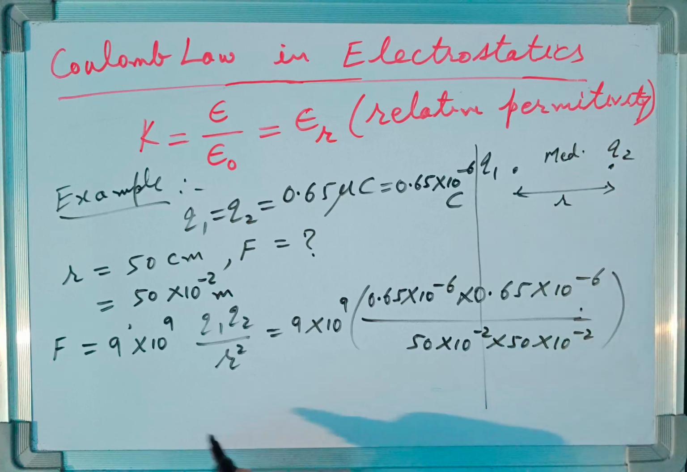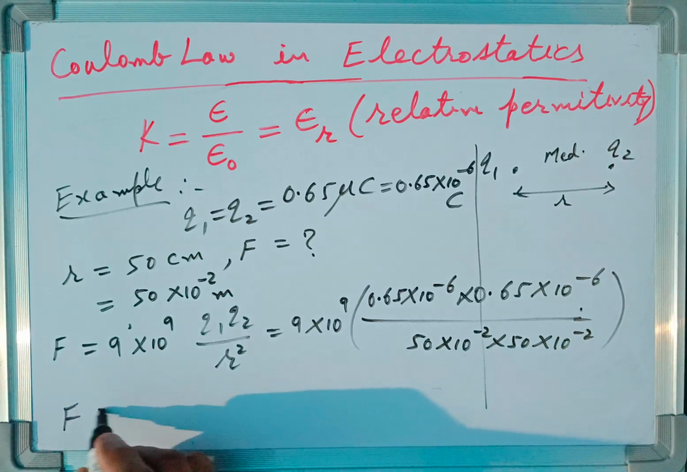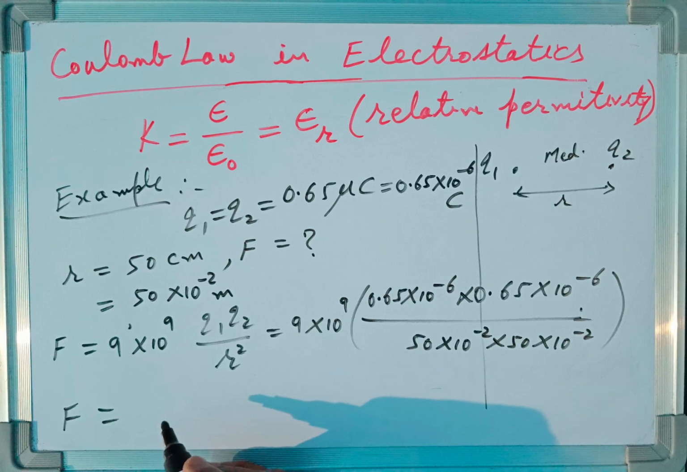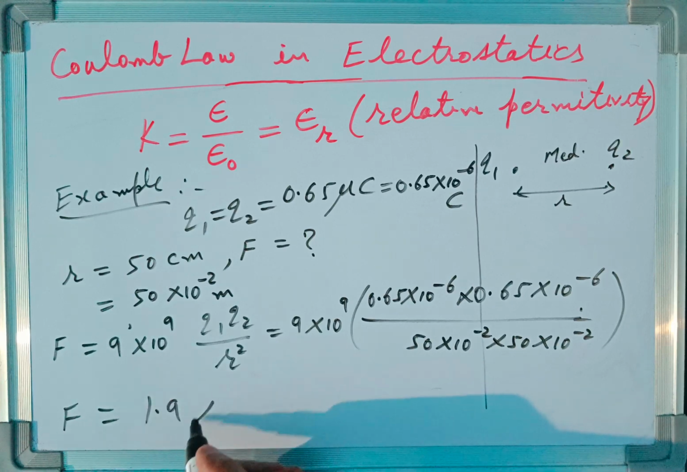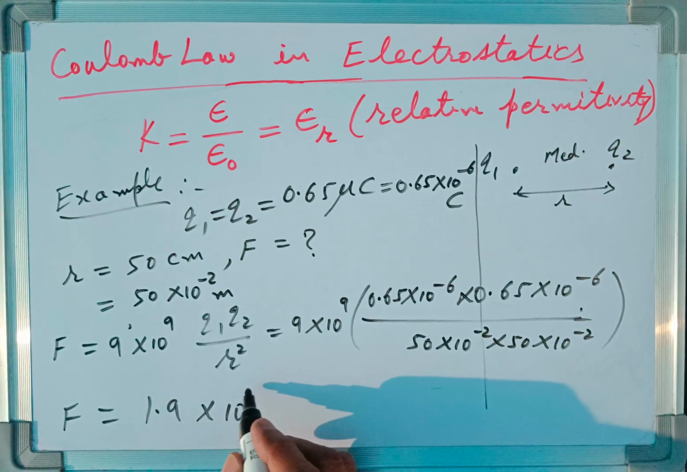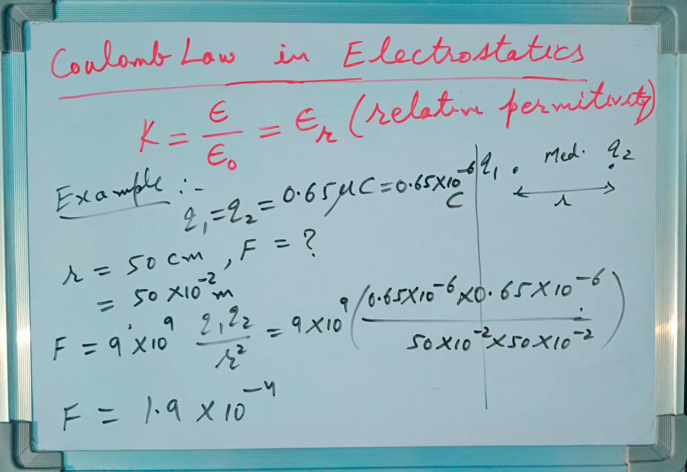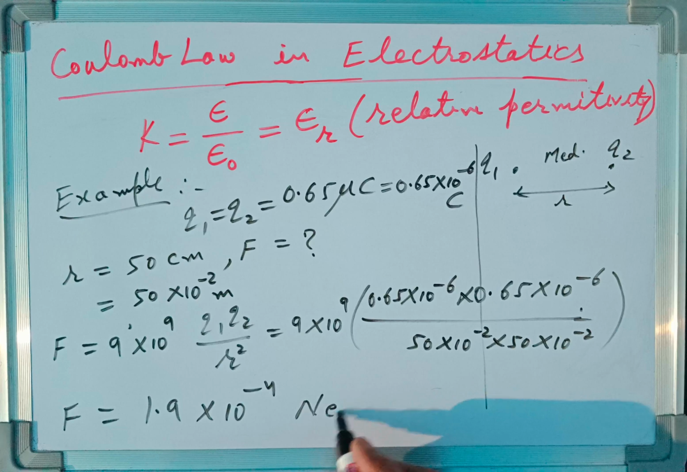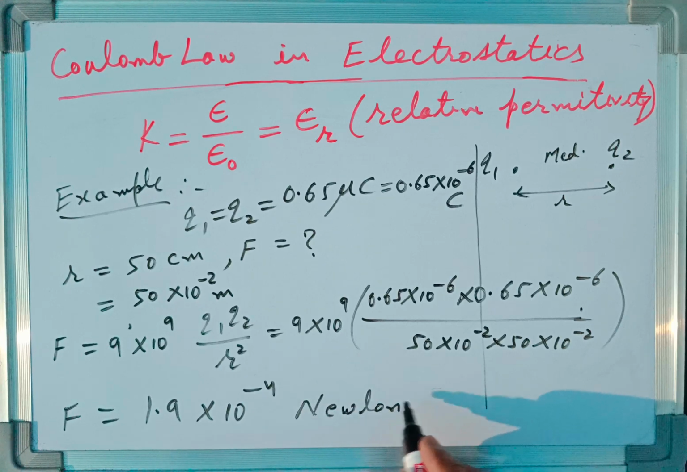So we are calculating in SI units. After simplification, we get F is equal to 1.9 × 10^-4. This will be the answer. Now what will be the units of force? Because we are using everything in SI units, force will also be in SI and the answer will be in Newton. So much force will be exerted between two point charges.